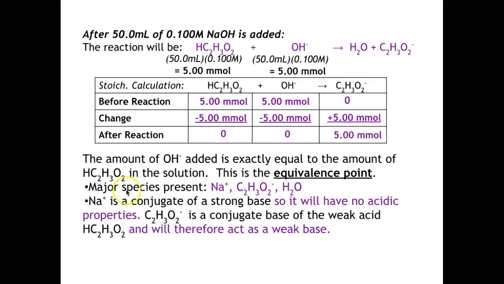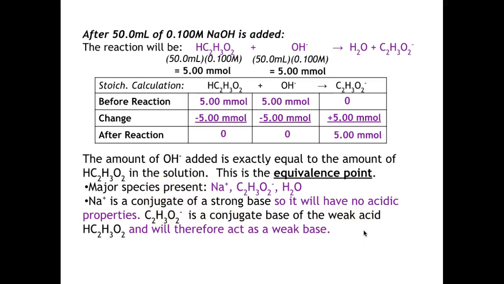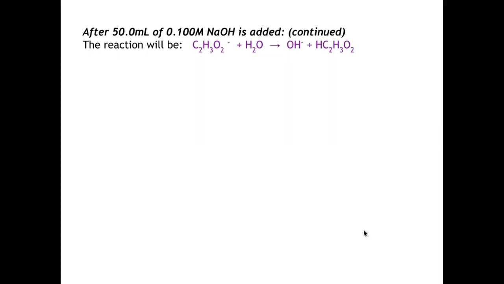Sodium is the conjugate of a strong base, so it will have no acidic properties and no effect on our pH. Acetate is the conjugate base of the weak acid and will therefore act as a weak base. So now we need to figure out what our pH will be.